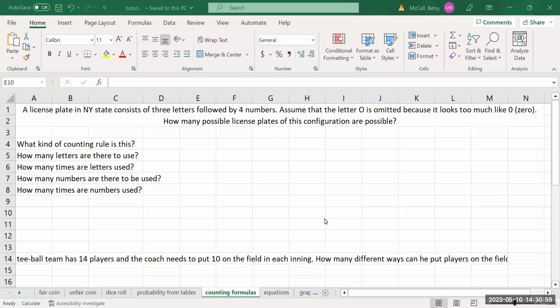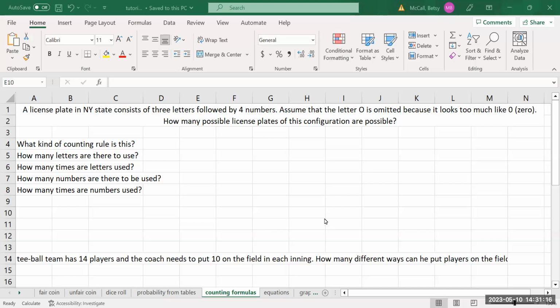Okay, so we're going to look at some counting rules, and some of this, again, you don't necessarily have to use Excel to calculate, but we will talk about how to do the calculations specifically in Excel when we get to the fields that need it.